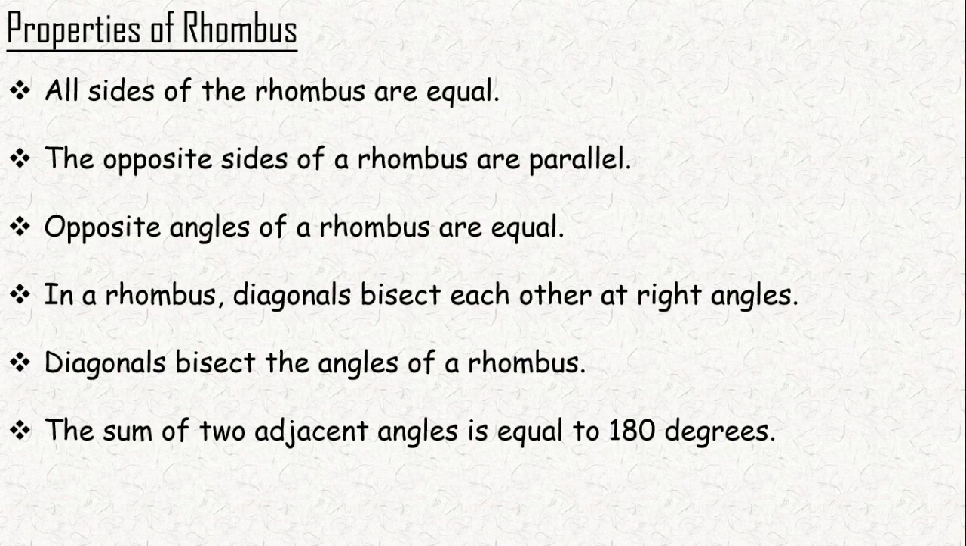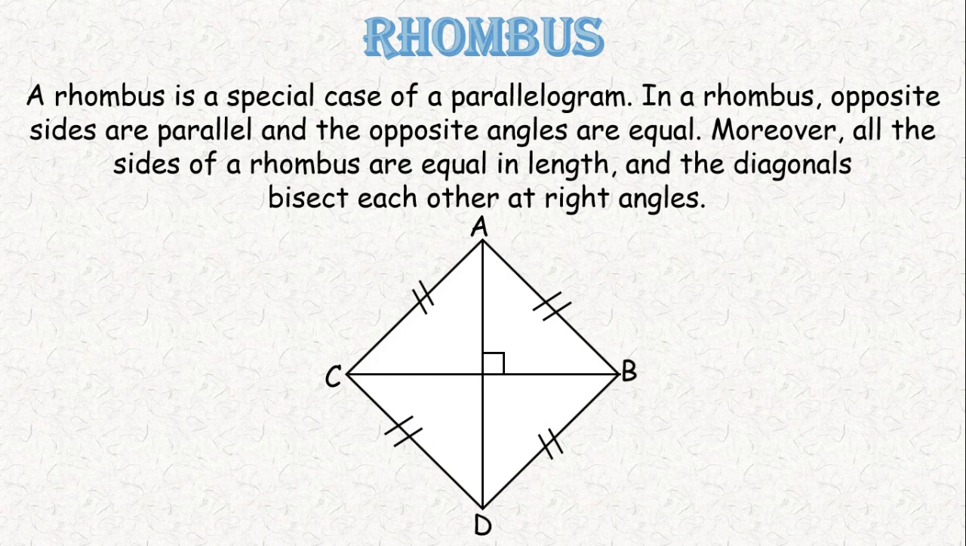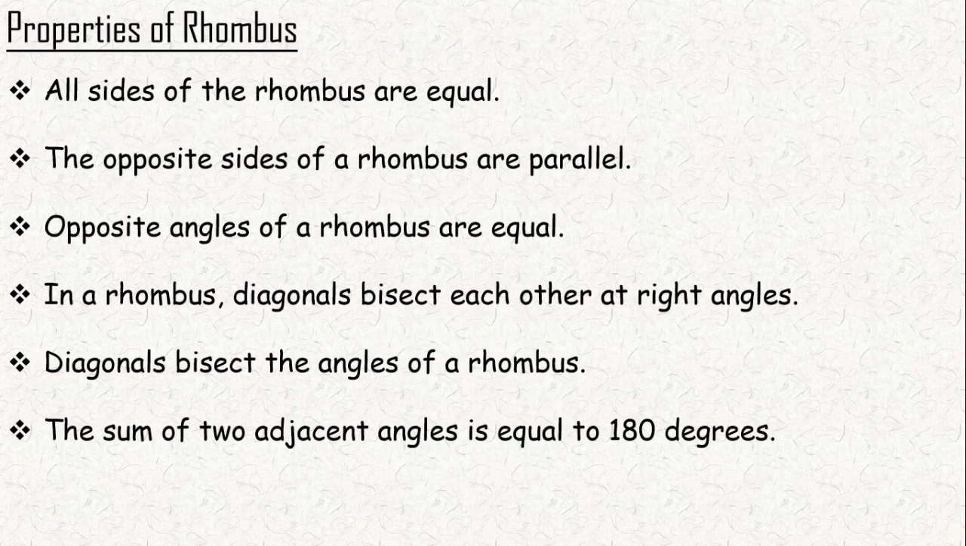And the sum of two consecutive adjacent angles is equal to 180 degrees, or supplementary. Here this means two angles, that's angle A plus angle C is equal to 180 degrees, or angle C plus angle D is equal to 180 degrees, or angle A plus angle B is equal to 180 degrees, or angle B plus angle D is equal to 180 degrees. Here the sum of two consecutive adjacent angles is equal to 180 degrees.